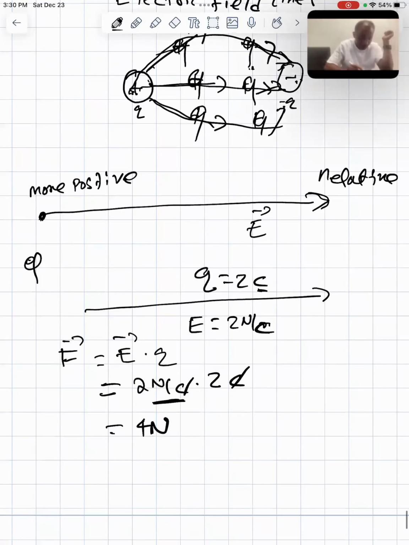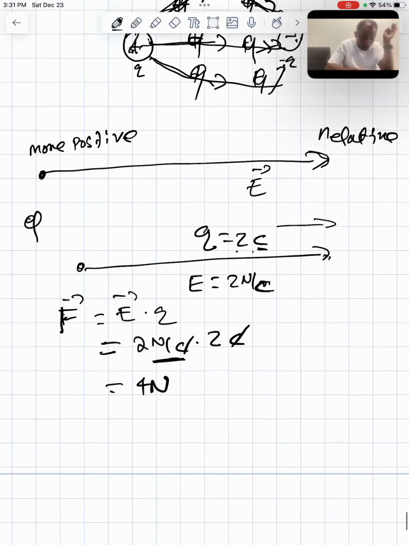But force is a vector quantity. So which way does my 2 coulomb go? This is more positive, this is more negative. My 2 coulomb likes to go towards the arrow, because the arrow is negative and my 2 coulomb is positive, so it doesn't like positive. It goes to the right, so my force is 4 newton in the positive x direction.